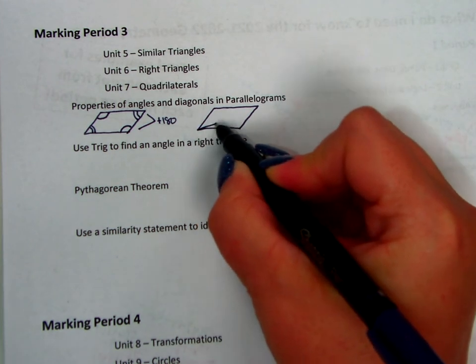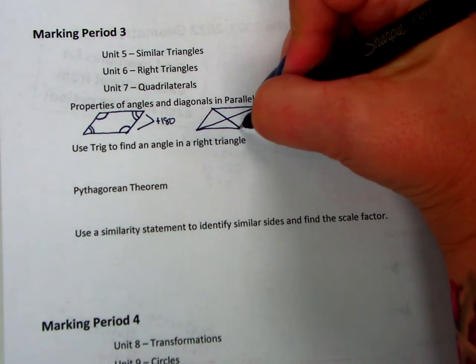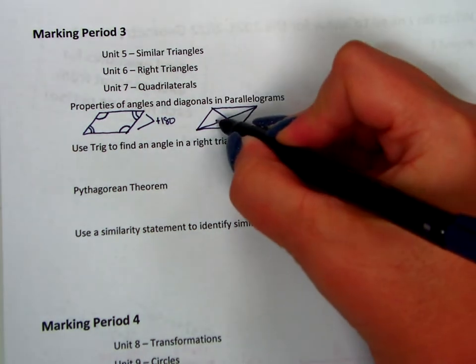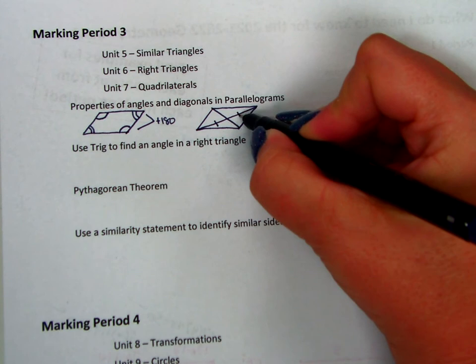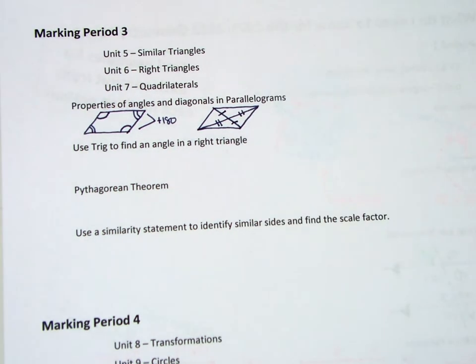For the diagonals, there's only one property about diagonals in a parallelogram. You usually have one that's longer and one that's shorter, unless your parallelogram is a rectangle or a square. But the pieces are bisected. So one piece is divided into two equal pieces, and the other one's divided into two equal pieces. One does not have to equal the other. Right? That's why I put different tick marks on them.